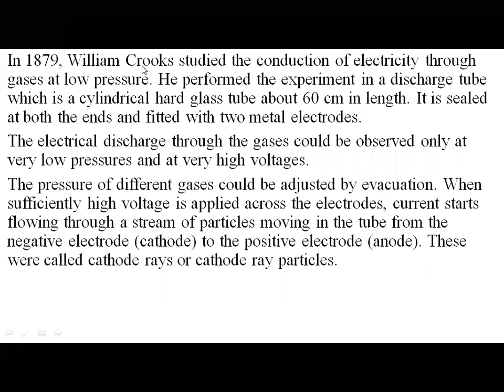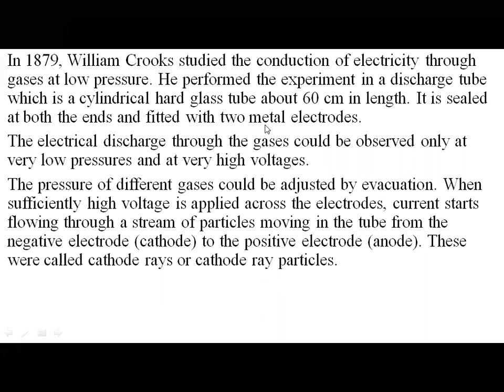William Crookes studied the conduction of electricity through gases at low pressure. He performed the experiment in a discharge tube, which is a cylindrical hard glass tube around 60 centimeters in length. It is sealed at both ends and fitted with two metal electrodes. One was the cathode and another was the anode. The cathode was negatively charged, the anode was positively charged.